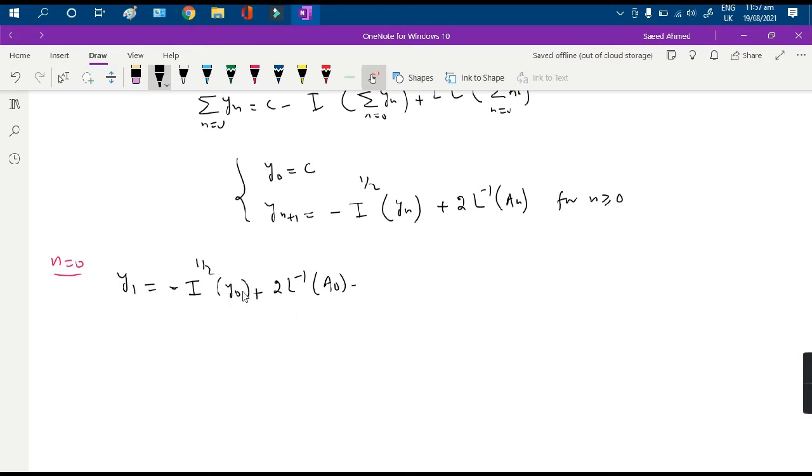Here y0 is c, so it's simple. But what about A0? A0 is the Adomian polynomial of order 0, so we need to find its value first.